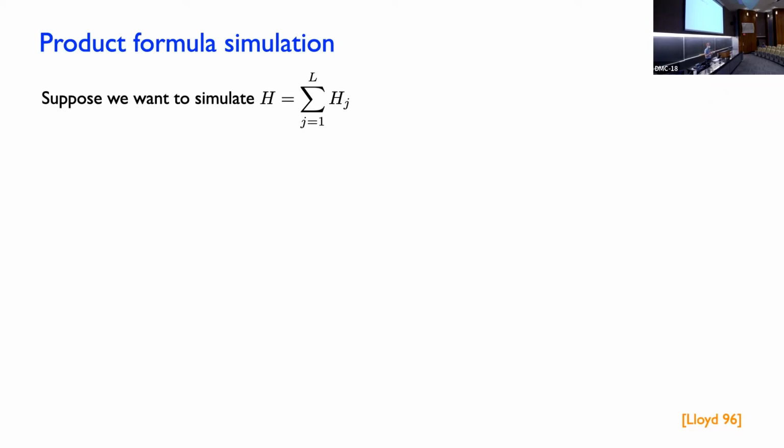But for now, let's just imagine that we're given some decomposition like this, and we would like to figure out how to simulate H using the ability to simulate these individual terms, which are somehow simple, right? We have the ability to evolve according to one of the H_j for any amount of time that we like, because they're really simple terms. Now we want to turn that ability into an ability to simulate the overall Hamiltonian H.